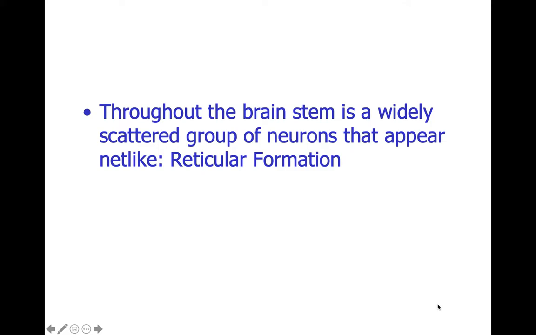The last thing we need to talk about in the brainstem is something called the reticular formation. The reticular formation is a net-like grouping of neurons that appears to be really concentrated throughout the brainstem. Not just the midbrain, not just the pons, through that whole section. We refer to this as, again, the reticular formation. The word reticular refers to net-like, all right?